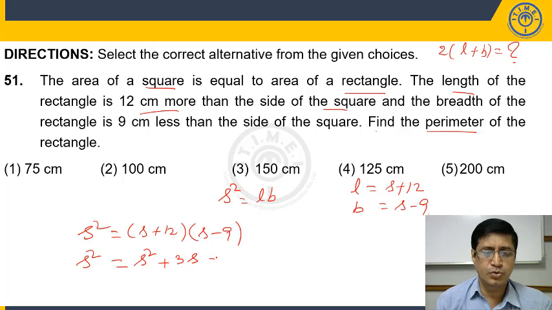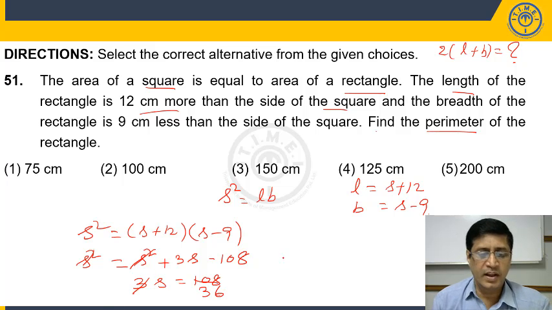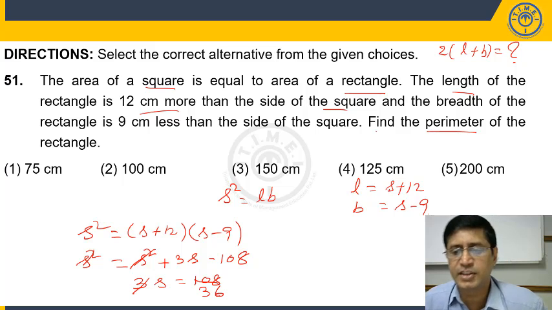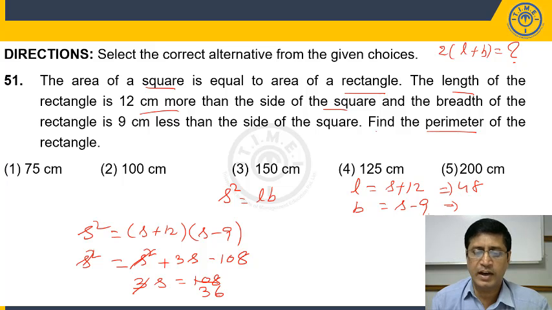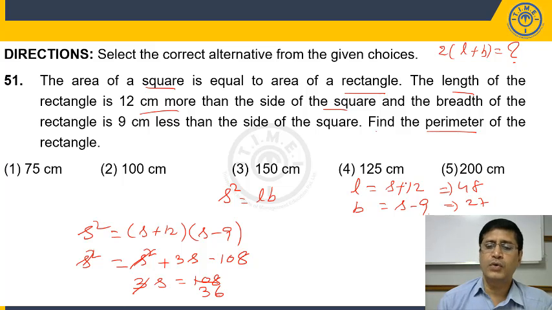3S minus 108. So S square gets cancelled. The remaining is 3S equal to 108. S is equal to 36. When S is equal to 36, what is the length? 48. And what about the breadth value? It is 27.